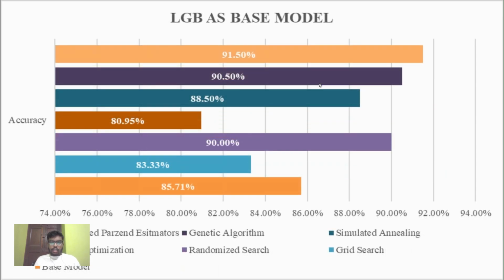And this is the graphical representation of the comparison between base model and hyperparameter tuning accuracy. Here, the base model I used is LGB, that is light gradient boosting. In light gradient boosting, I achieved 85.71% as base model accuracy. After applying hyperparameter tuning, I achieved 91.5% accuracy at max, with the tree structured Parzen estimator.